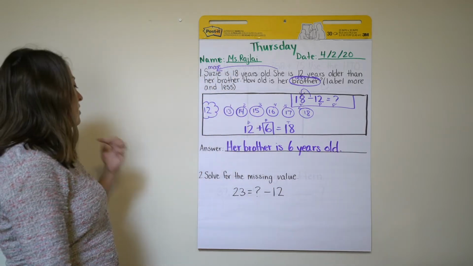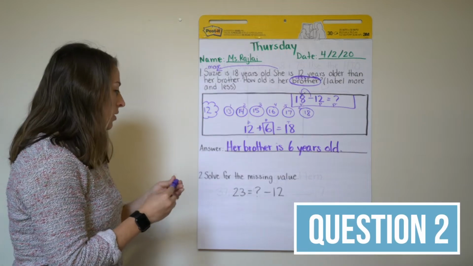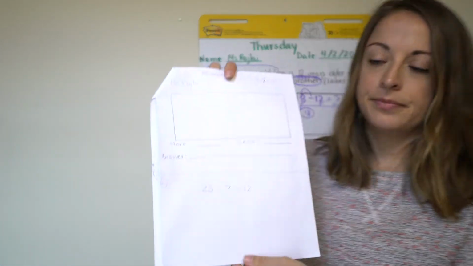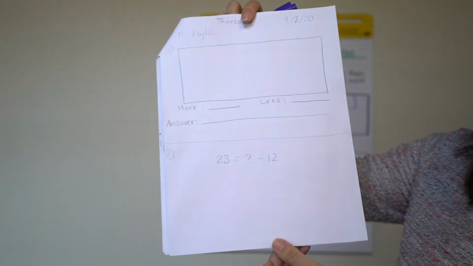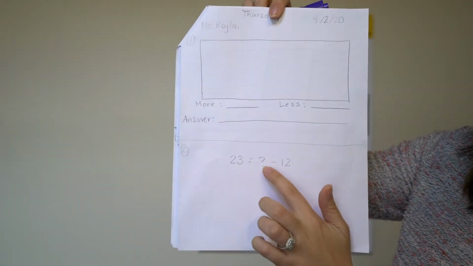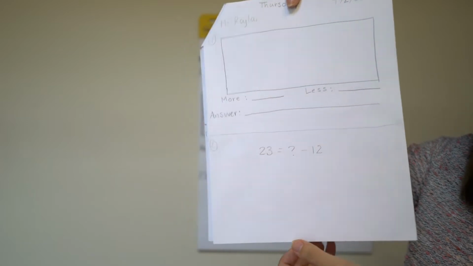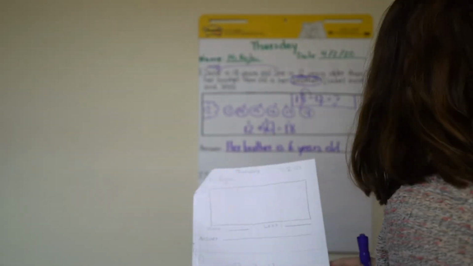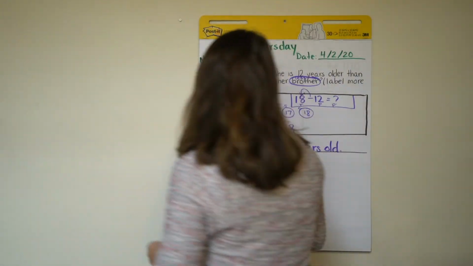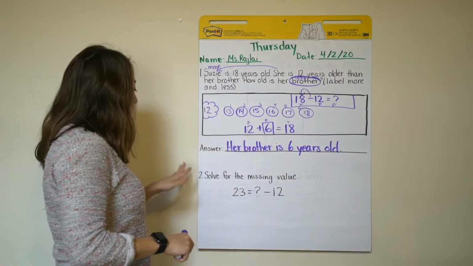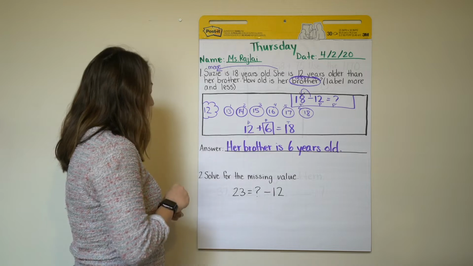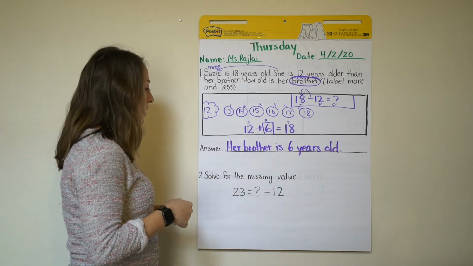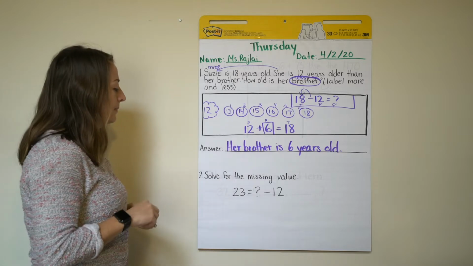All right, so we're moving on to question number 2. This is what you should write on your piece of paper. You should just write 23 equals question mark minus 12. That's all you need to write on your paper. You don't have to write those directions. Okay. Solve for the missing value. So the first thing that we should do before we can solve is label our total and our parts. So I'll give you a moment to do that.